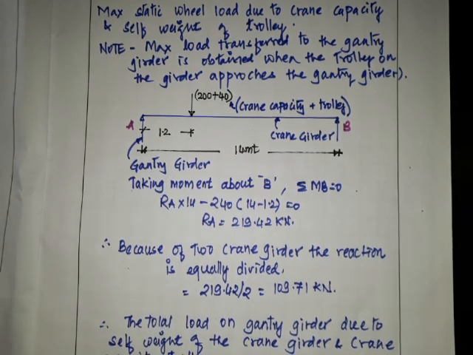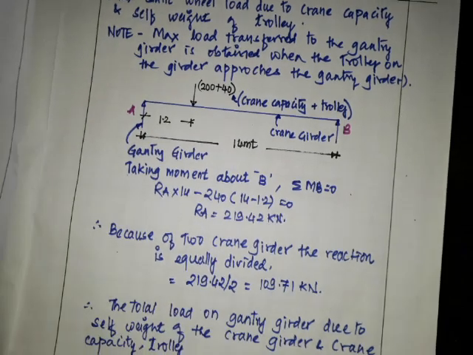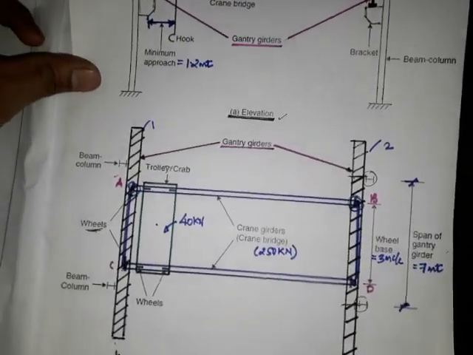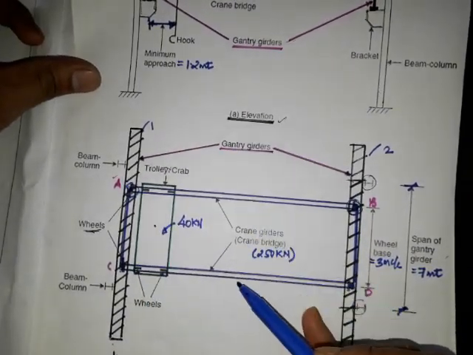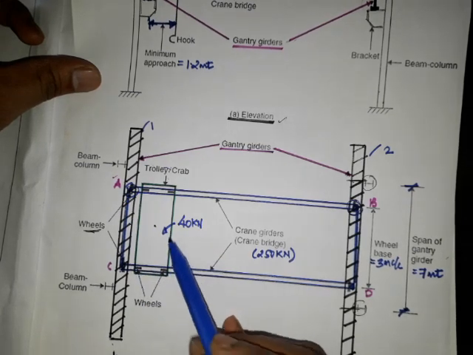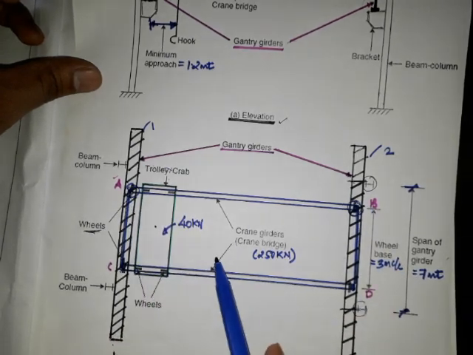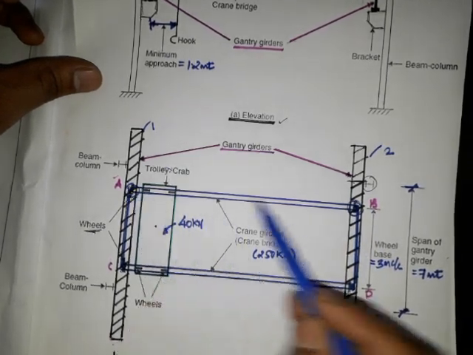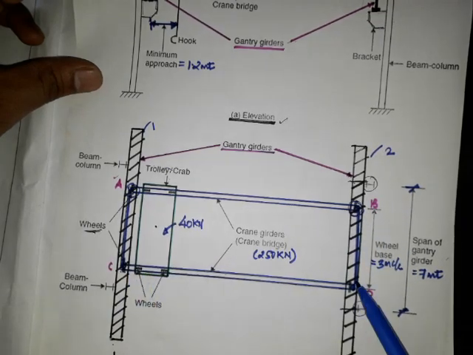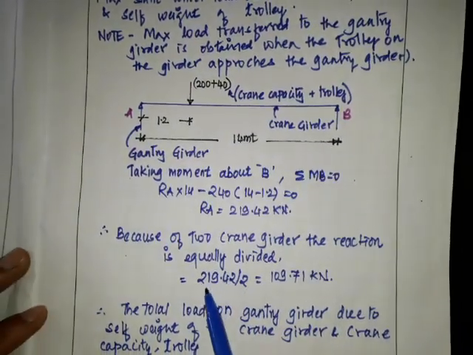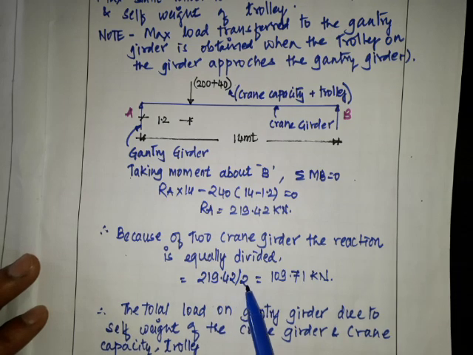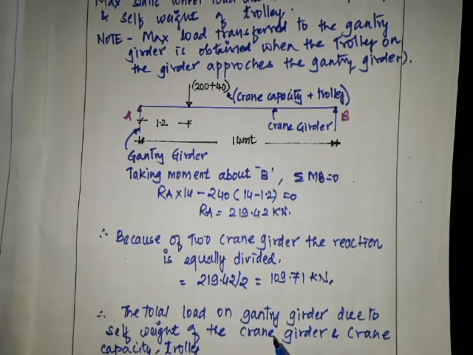Because of the two crane girders, whatever load is transferred by the trolley and by the crane will be transferred over two crane girders. So that's why we have to divide the total reaction between crane girder 1 and crane girder 2. So 219.42 divided by 2, and we will get this much load transferred through a single crane girder.